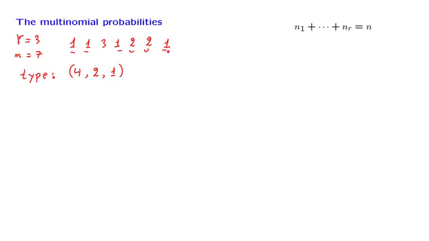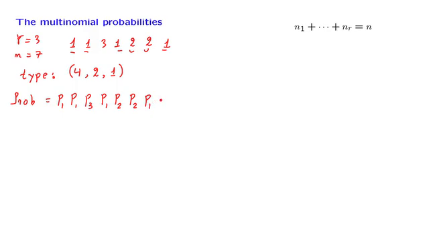This is one possible outcome. What is the probability of obtaining this particular outcome? The probability of obtaining this particular outcome is, using independence, the probability that we obtain color 1 in the first trial, color 1 in the second trial, color 3 in the third trial, color 1 in the fourth trial, color 2 in the next trial, color 2 in the next trial, color 1 in the last trial.